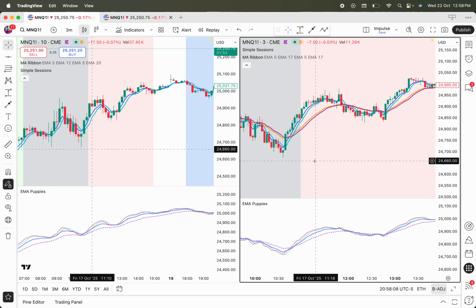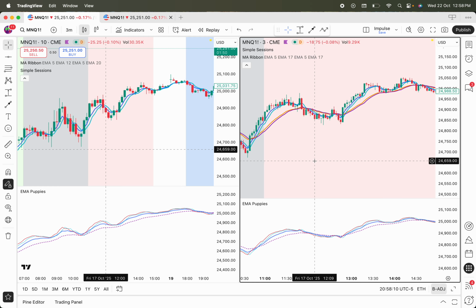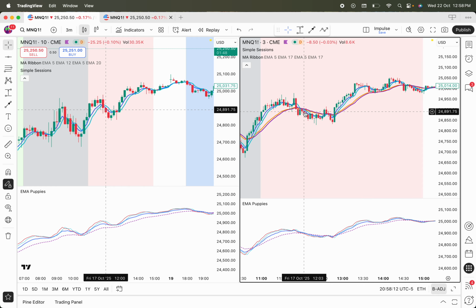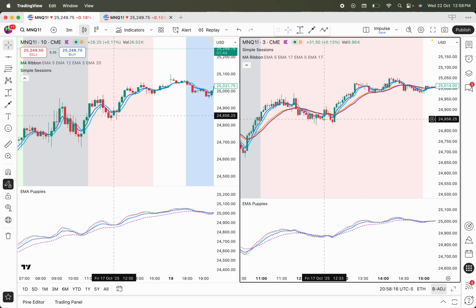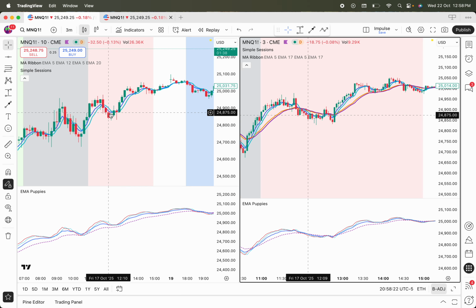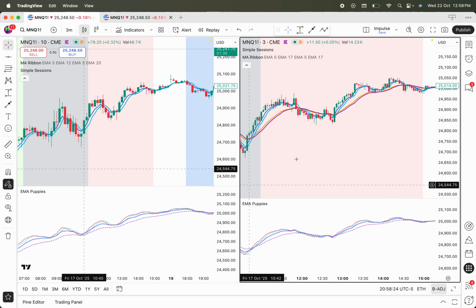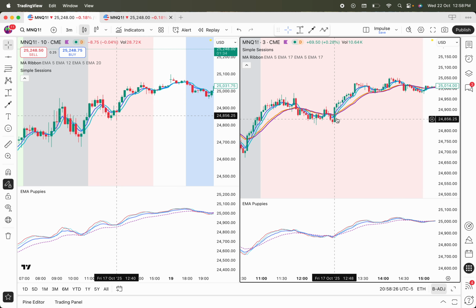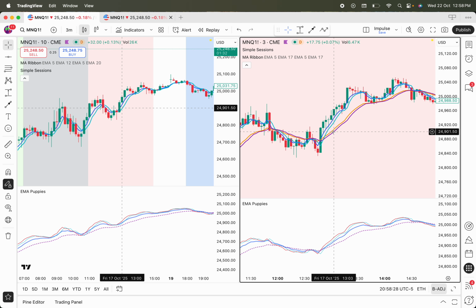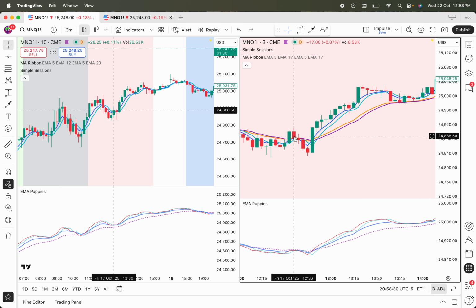There's a lot going on, but once you get your head around it, it just might help you from entering in these stupid areas where you might think it's going to Armageddon. Well, the parent chart says it's not. Yeah, it's breaking through some of these EMAs, but it's not pulling through here. And that might have been an entry here on the smaller time frame.